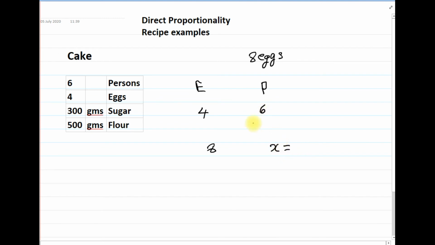In this case, again, this times that divided by that. So it will be 6 times 8 divided by 4, which would be 12, which stands to reason. If we have twice the number of eggs, we can feed twice the number of people.